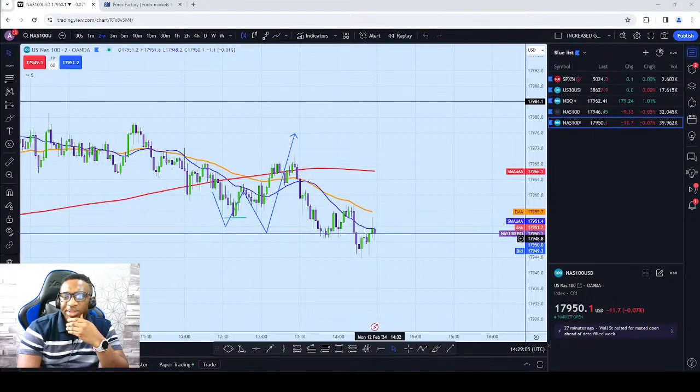Let's see price push above the 20 moving average and then close, and we'll see from there what we can do with that.